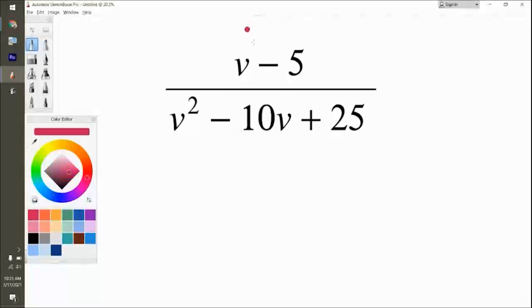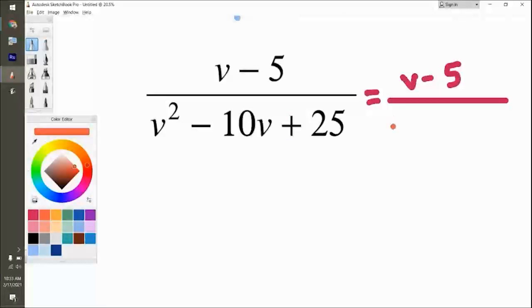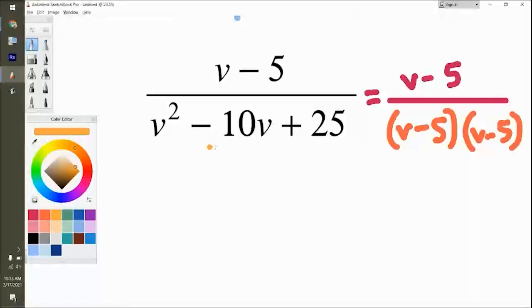If you notice this top part here, this v minus 5 is already factored, so we do not need to worry about factoring that. So I'm just going to rewrite it here. It's going to be equals v minus 5. Okay, but we do need to factor that denominator there. V minus 5 times v minus 5, or you can do v minus 5 squared. It doesn't really matter.